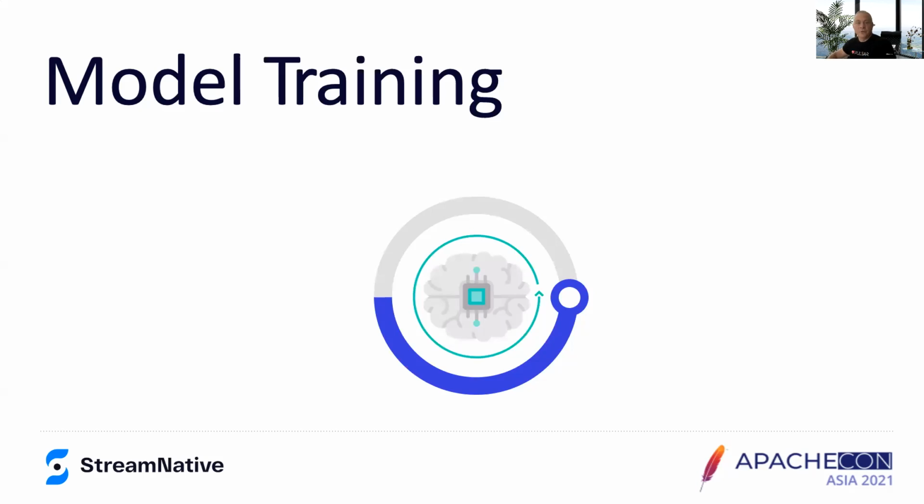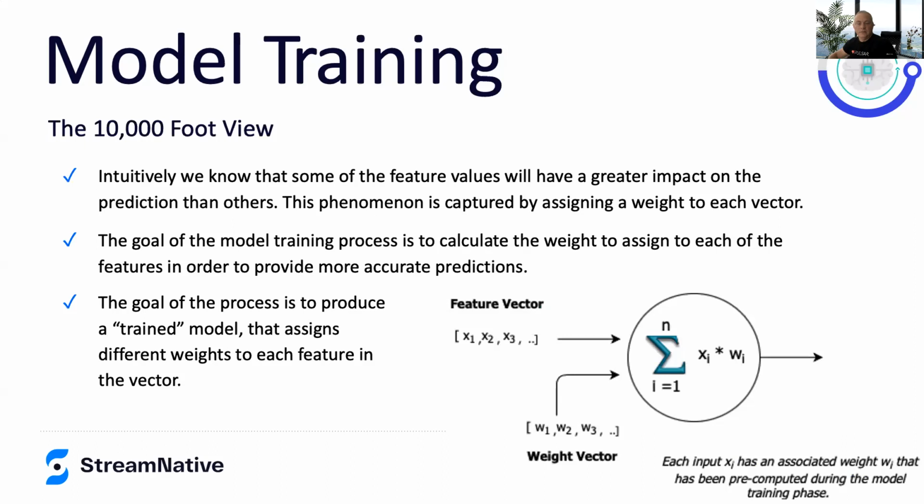The next step is the model training phase. So this is where, again, the data science team is going to take the model they have and feed in real-time data, and then test the model for accuracy. Right, so intuitively, we know that some of the features in that feature vector are going to have a greater impact on the prediction than others, right? And this phenomenon is sort of captured by what's called assigning a weight to each individual feature within that vector itself. So some things have a weighting of more, 3 times by 1, the other, etc. The goal of that model training process is to calculate the weight to assign to each of these features in order to get an accurate prediction.